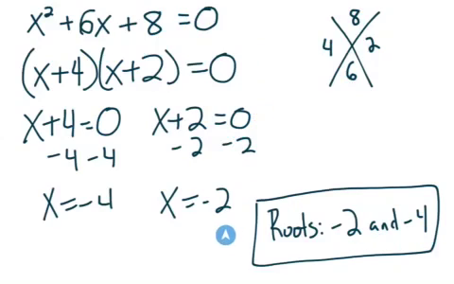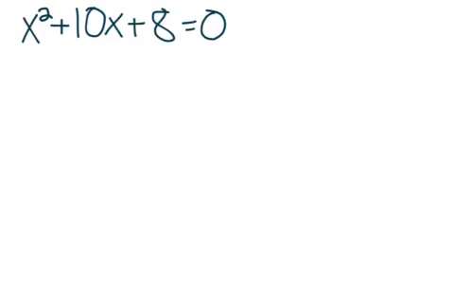Now this is a great method, and it's actually a lot easier than completing the square. But it only works if you can find factors of c that add to b. In this case, we were. What we're going to learn to do today is factor when we can't find two numbers that multiply to c and add to b. An example of a problem like that is right here, x squared plus 10x plus 8. Right, and it's set equal to 0 because we're solving for the roots.